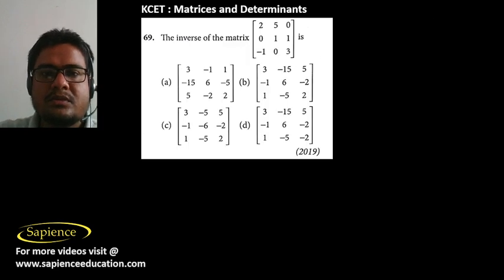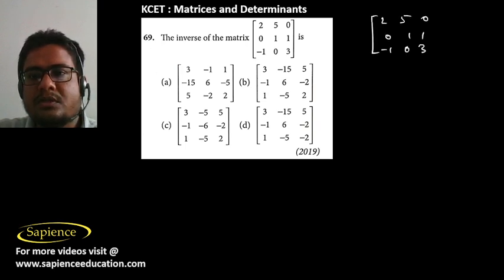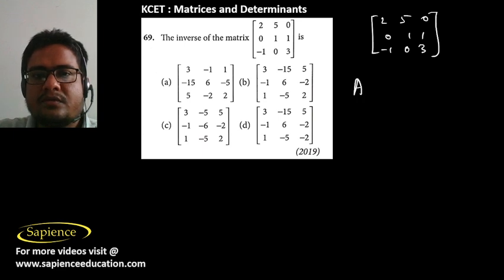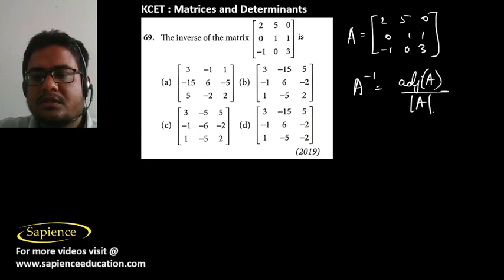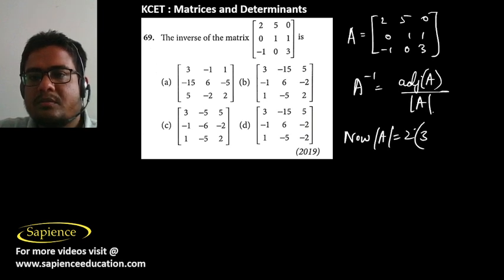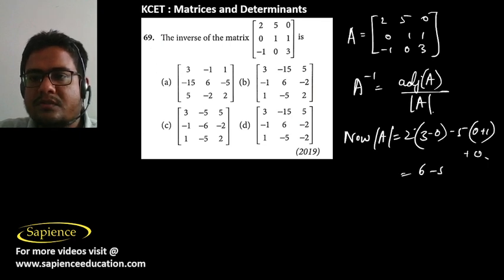Then in question number 69, we have to find the inverse of this matrix. It is given as 2 5 0, 0 minus 1 0. If we take this as the matrix A, then A inverse will be equal to the adjoint of matrix A by the determinant of A. Now the determinant of A will be equal to 2 into 3 minus 0, minus 5 into 0 plus 1 plus 0. This will be 6 minus 5, that is equal to 1.